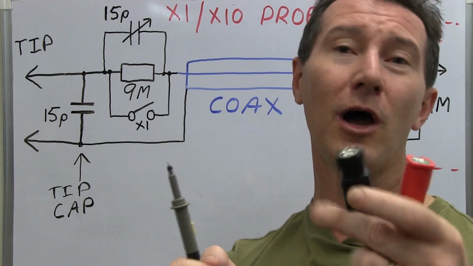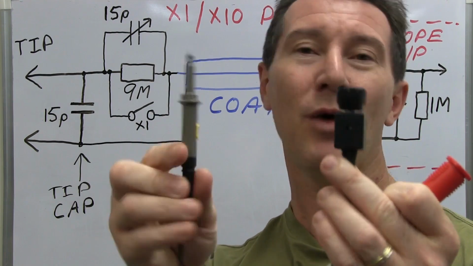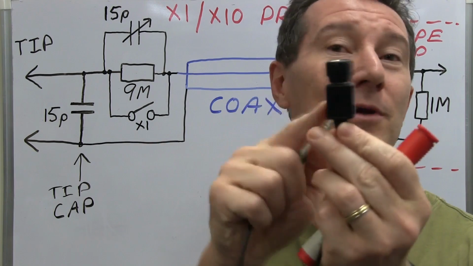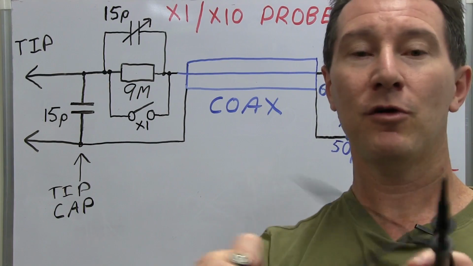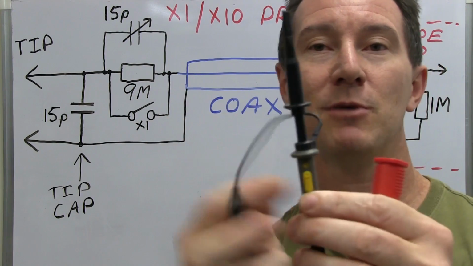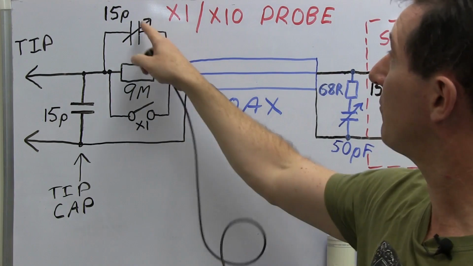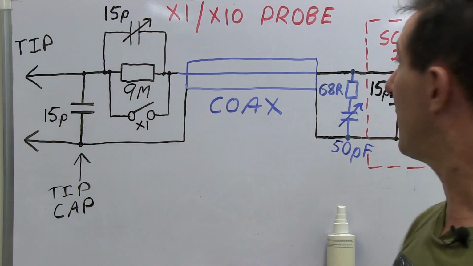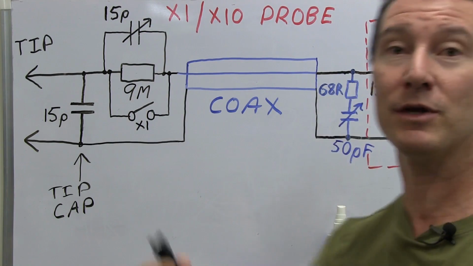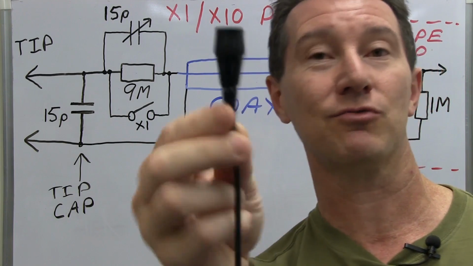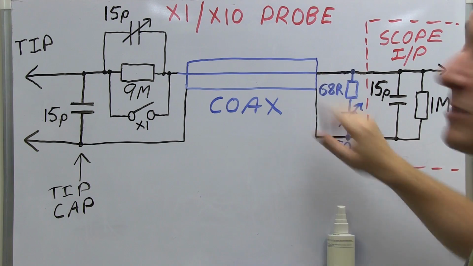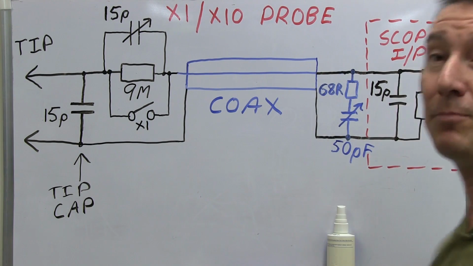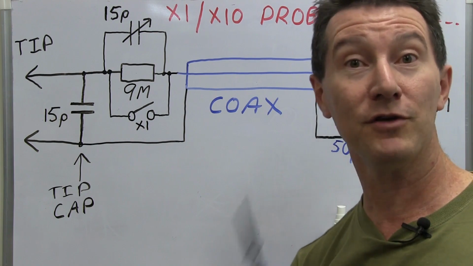And typically your high bandwidth ones, you won't get the adjustment in the top here. You'll typically get it at the base down here. But you can also get the lower bandwidth ones which have the adjustment in the top here. So they actually have the adjustable capacitor in there, the trimmer cap, and they don't have any network down here, so the coax just goes directly into the scope. So you can ignore that, those components don't exist. All you've got is the 1 meg and 15 picofarad input capacitance of your scope.